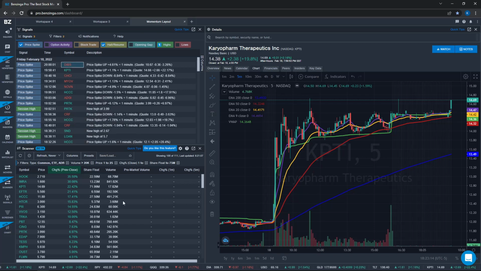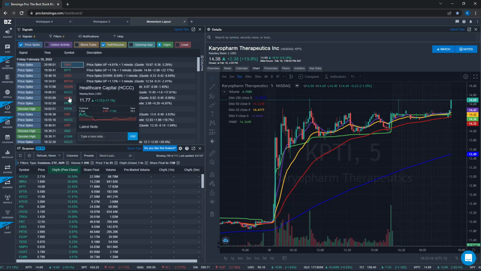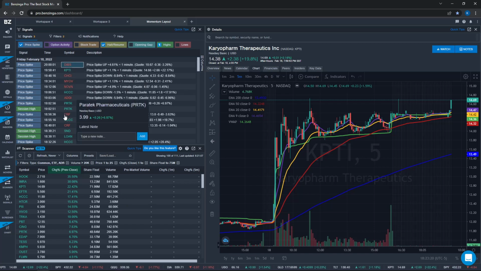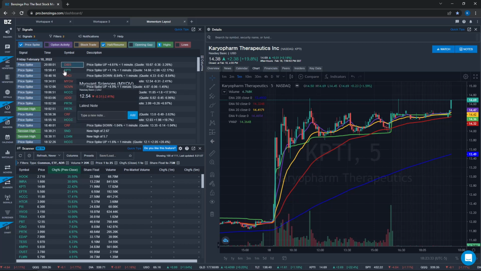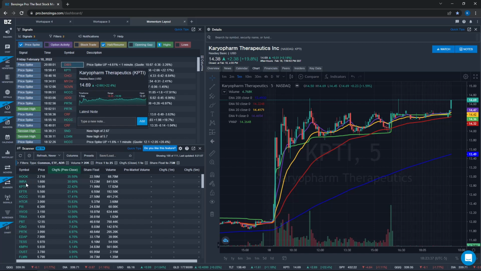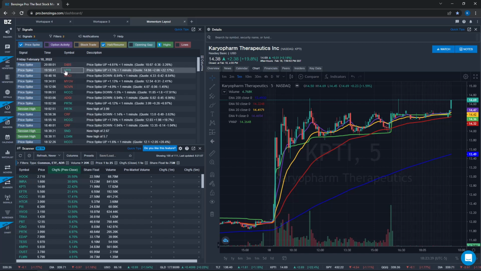So what I'm looking for as a day trader is a correlation between these two. I'm looking for these names on the signals to be popping up while also hitting these names here on the scanner. I want to see that there's price action as well as volume coming into a stock so I can make a trade plan accordingly. So what I'm looking for is the same name on both of these. So we can see KPTI, KPTI. So maybe I would look at that one.